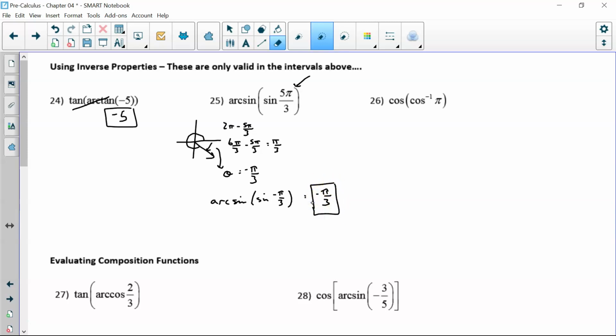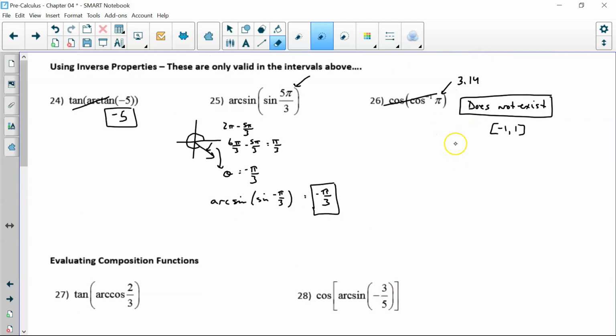Now the cosine of the arc cosine, they would cancel each other out, but π is about 3.14. It doesn't exist. Remember, for sine and cosine, we have to take a number between -1 and 1. That's greater than 1, so we can't do it. It does not exist. Let's do some more of these.